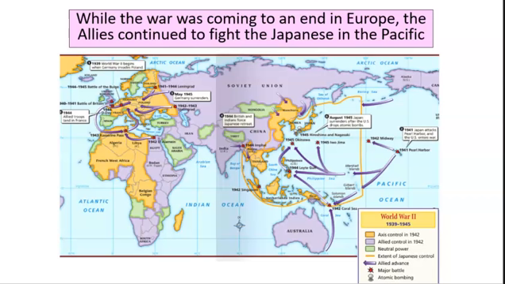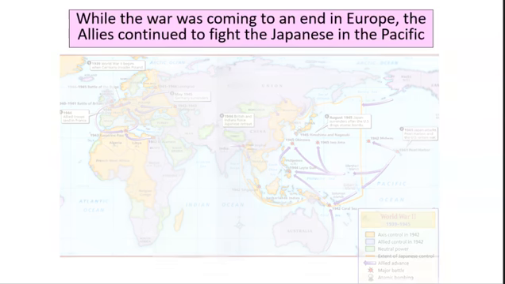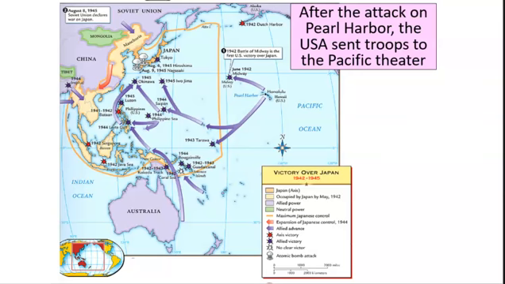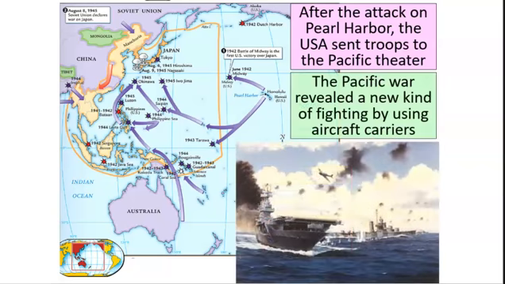Now, the war was coming to an end in Europe. And so let's wind the clock back just a little bit. And we have to continue to fight the Japanese in the Pacific. And so what we do is we start to send troops to the Pacific Theater. And it's a whole new kind of warfare, specifically focused around aircraft carriers.